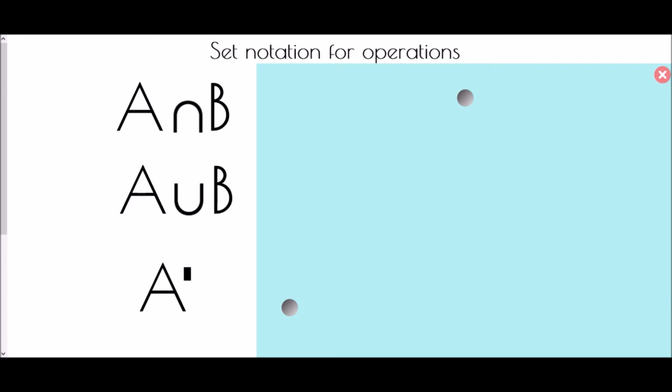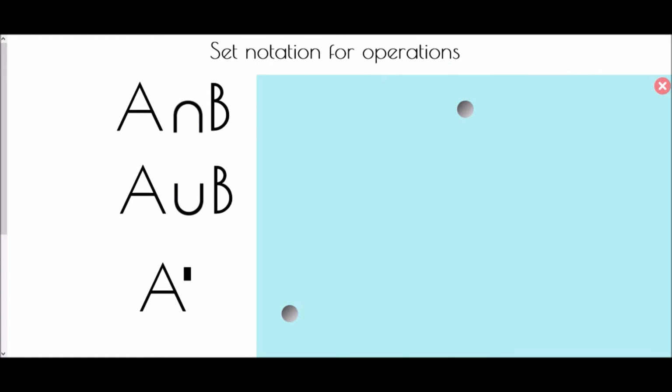So next I'm going to look at a little bit more of the set notation for the operations, and that is because we can be asked about certain areas within a Venn diagram. The three most common types are this N shape, this U shape and the apostrophe. Each of those has its own definition and meaning.